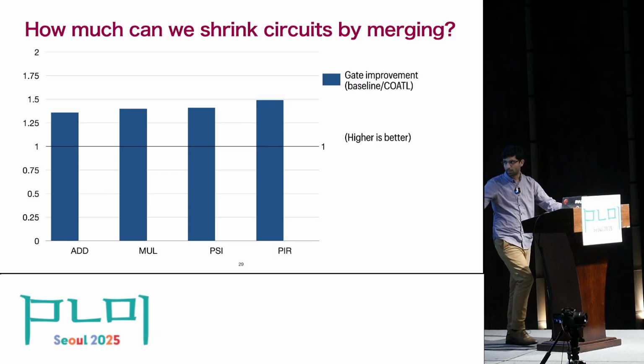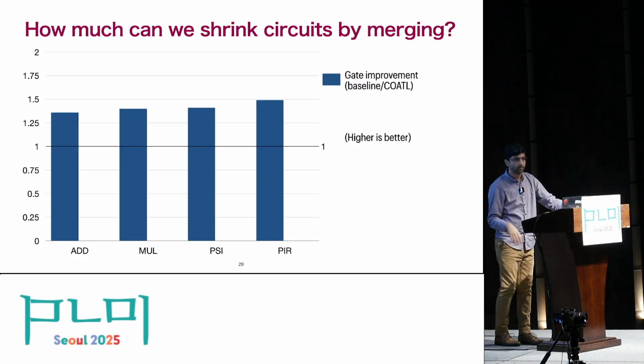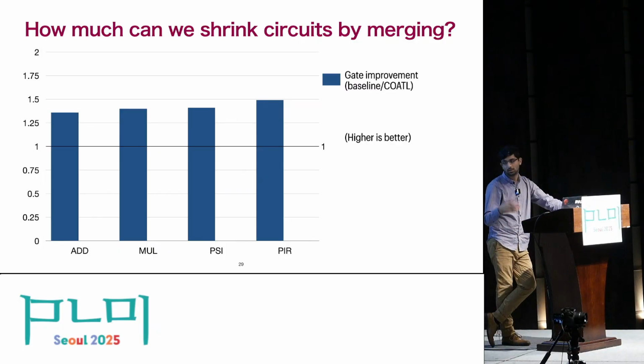So we took a bunch of common benchmarks, some adds and multiplies, and then some MPC stuff like set intersection and private information retrieval. We compiled these down into Boolean circuits, and we applied some standard circuit optimization techniques. And then on these optimized circuits, we applied this merging procedure from the previous slide. And we found that merging lets us reduce the number of gates by up to 50%.